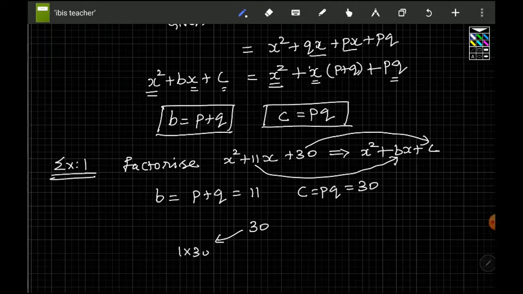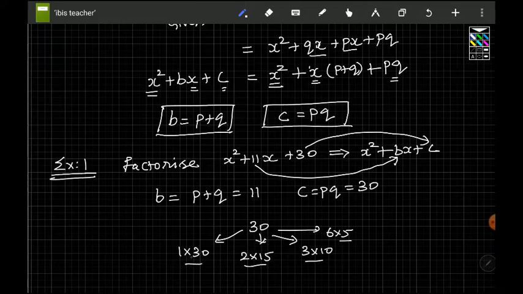1 into 30 is 30. Then 2 into 15 is 30. Then 3 into 10 is 30. Then 6 into 5 is 30. And so on, there are so many possibilities. But the product should be 30. All of these products lead to 30.